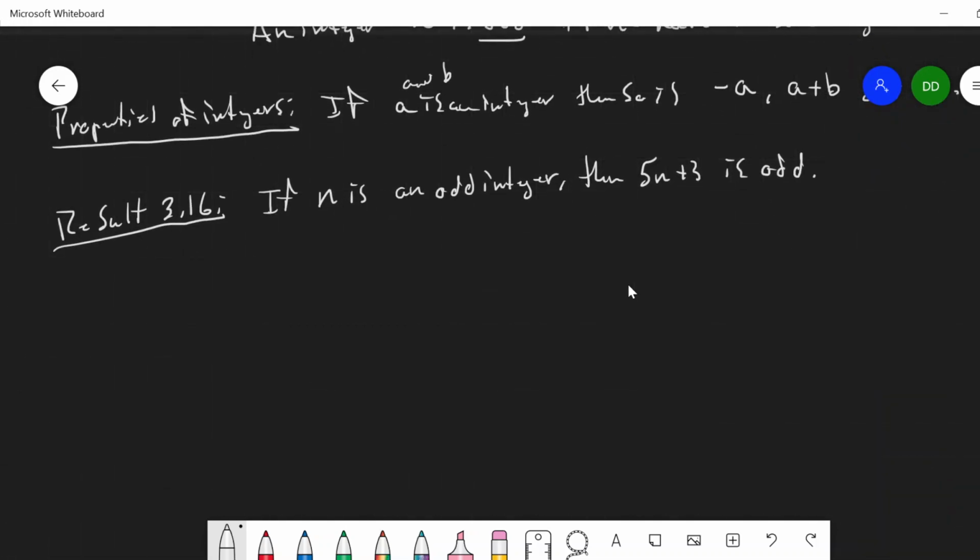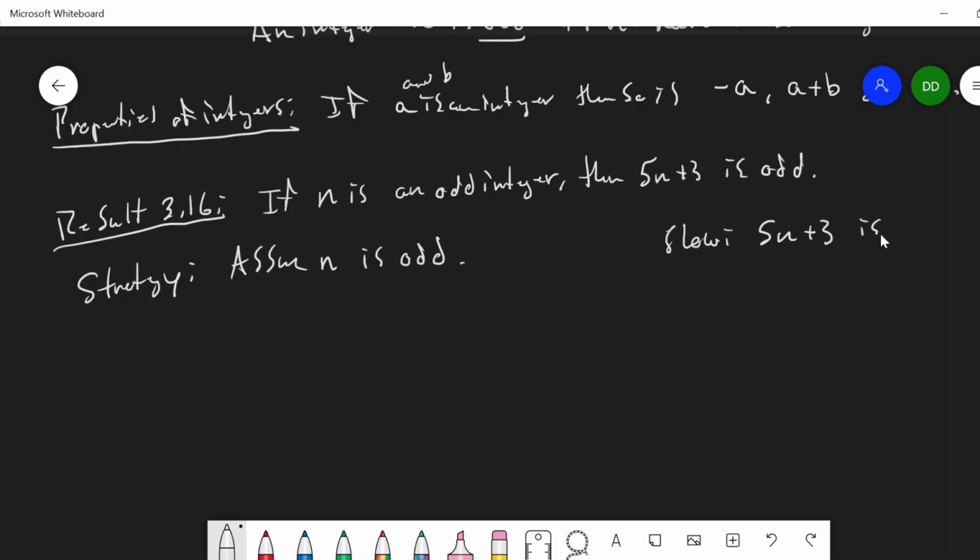All right, on to the result. So let's again talk strategy. What are our assumptions? What are we trying to show? We're going to assume n is odd, and we're going to show that 5n plus 3 is odd. So assuming n is odd, that means I'll be able to write it as twice another integer plus 1. So what this means is that there exists an integer a such that n is equal to 2a plus 1. That's our definition of an odd number.